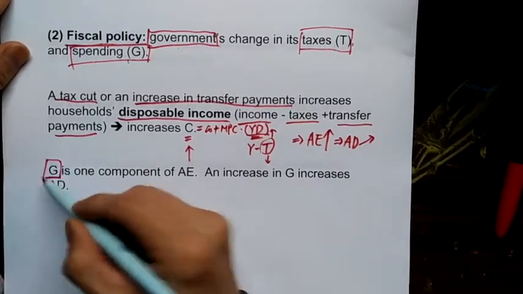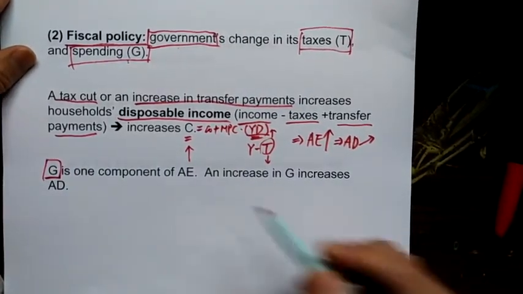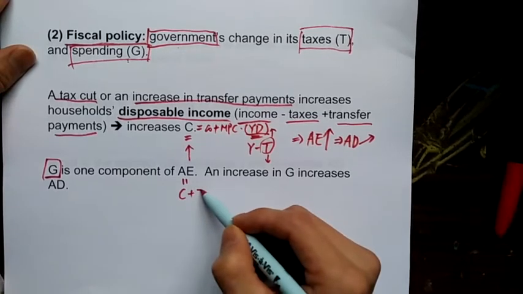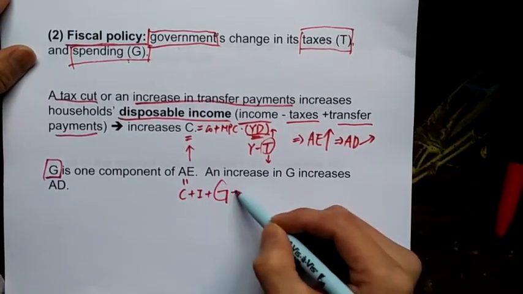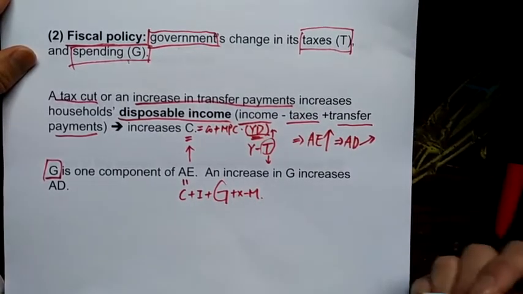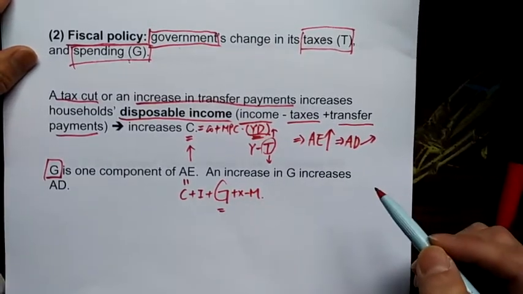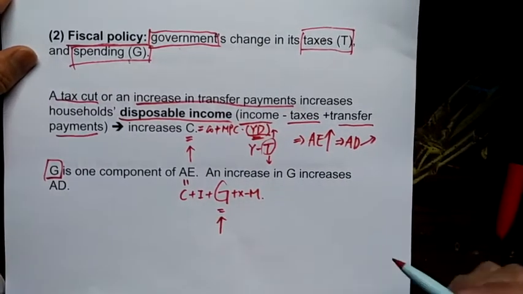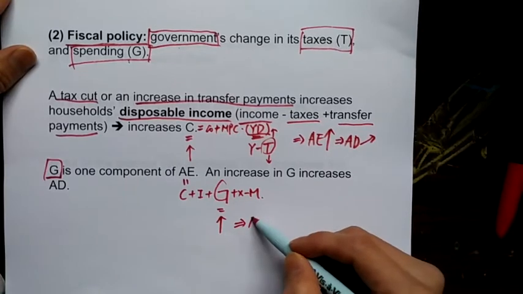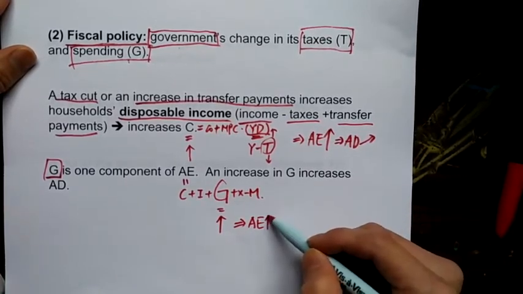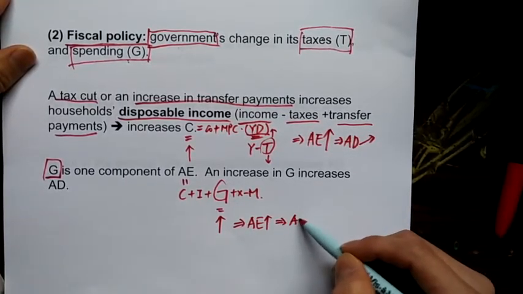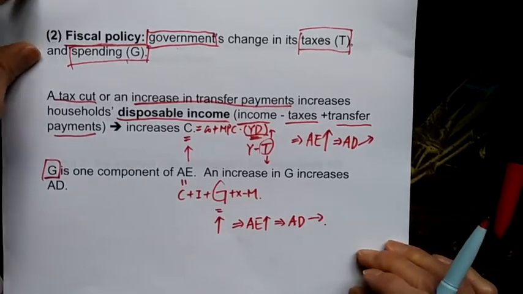The second tool is government expenditure. And government expenditure is part of the aggregate expenditure. Therefore, when government expenditure increases, aggregate expenditure increases, and aggregate demand shifts to the right.